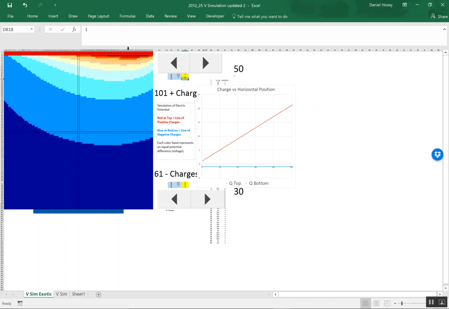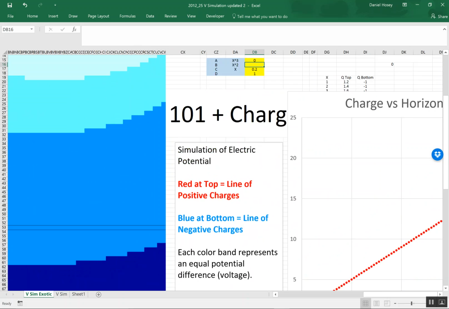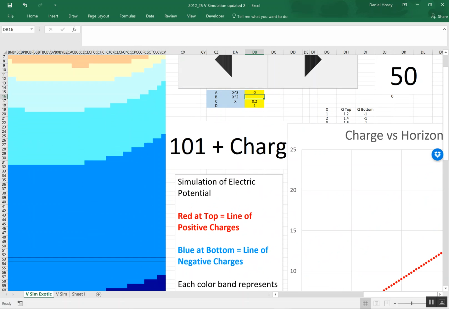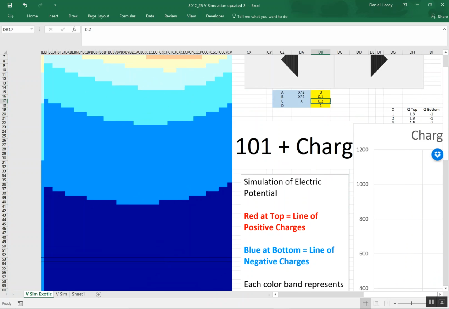So you can see there's more charge here than there is here, at least a denser charge, and it sort of shifts that way. And let's make it more extreme. Let's add a squared term. 0.1 to the squared term. Should make it even more pronounced.